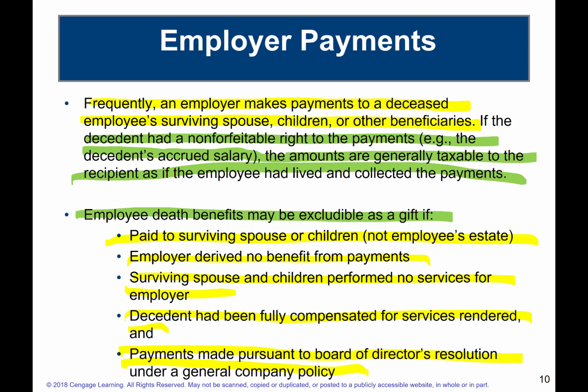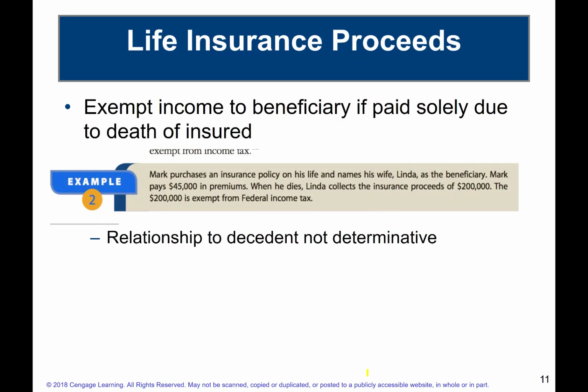Okay, good. That gets us over to life insurance proceeds. Essentially, life insurance proceeds are exempt if they are paid solely due to the death of the individual. So we've got Mark. Mark pays $45,000 in premiums, and then all of a sudden he dies. So Linda gets $200,000. The $200,000 is exempt. Okay, so we don't say, well, how much did he pay in premiums? That's compensating her for the death of her husband, in this case.